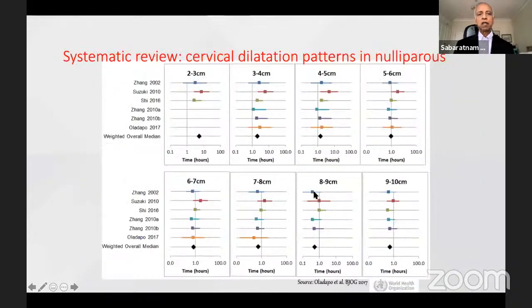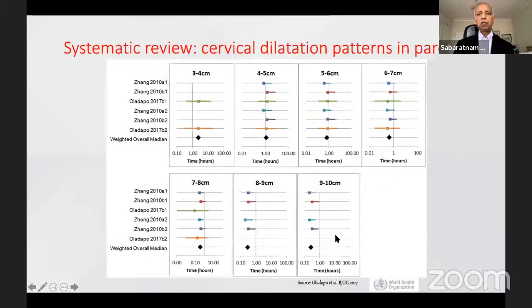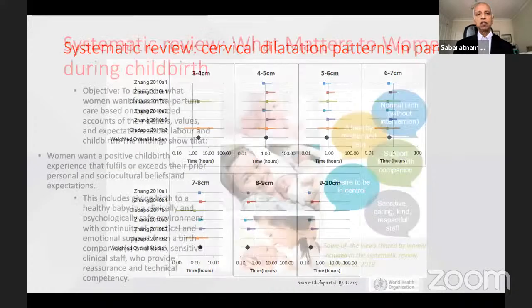Now, I mentioned there was a systematic review of all the available partograms, and this is by Zhang, Suzuki, Shi, Zhang, Oladapo, and so on. If you look at it carefully, for dilatation from 2 to 3 centimeters, in nulliparous women, it takes at least about 8 hours. This is 10 hours. 3 to 4 takes about 4 hours, and 4 to 5, close to 1. After 5, it is 1 centimeter per hour, and then after that, it is less than 1 centimeter per hour. The same applies to parous women. 3 to 4 takes about 3 hours or so, 4 to 5 just over 1 hour. After 5 to 6, it takes 1 centimeter. This is based on a number of studies. So if you take the BOLD study or the systematic review, it's the same answer. 5 centimeters should be the starting point.